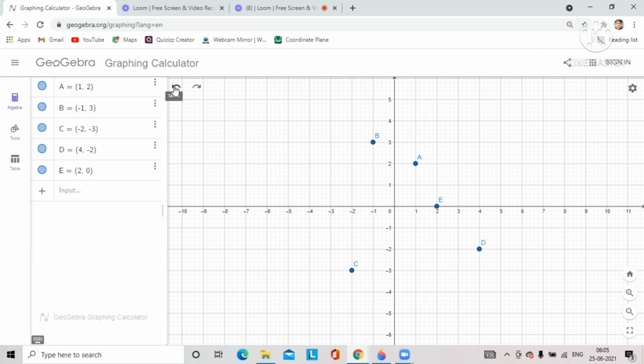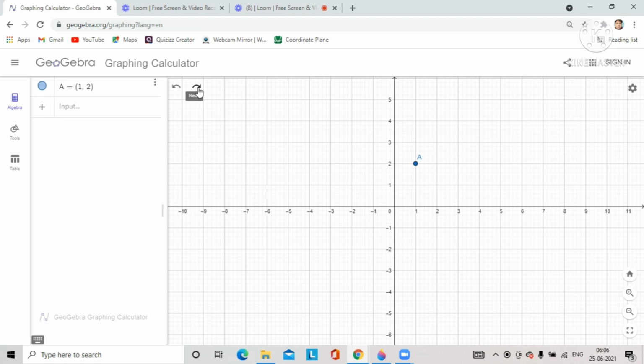If you see the graph paper properly, the horizontal axis is called the x-axis and the vertical axis is called the y-axis. Right? I've already marked 0, 1, 2, 3, 4 on the right side, and on the left side -1, -2. Then above origin is 1, 2, 3, 4, 5, and below origin is -1, -2, -3, -4, -5. So let us plot my first point.